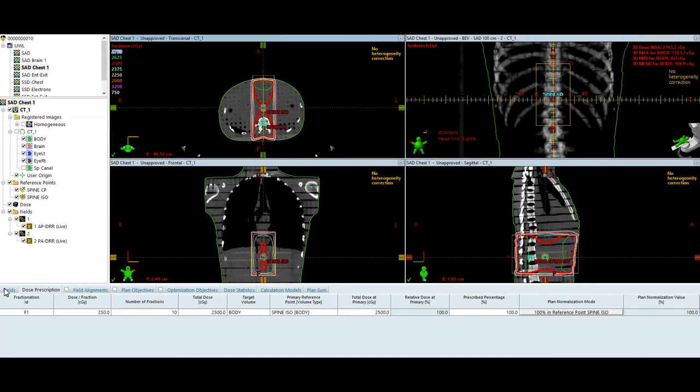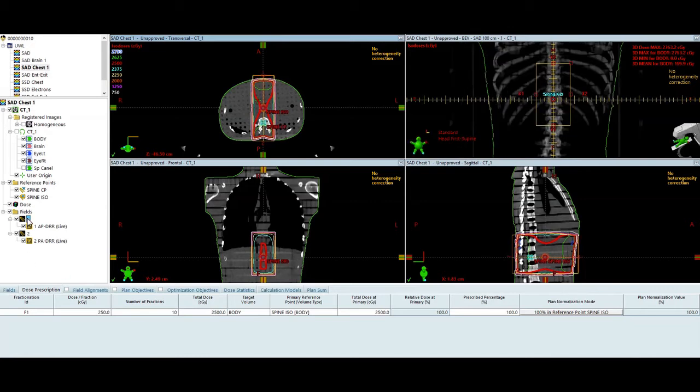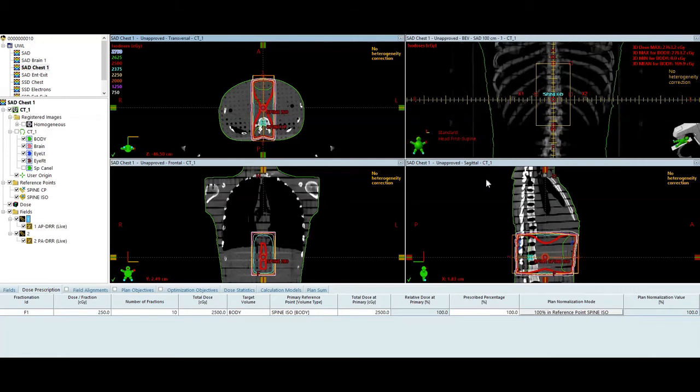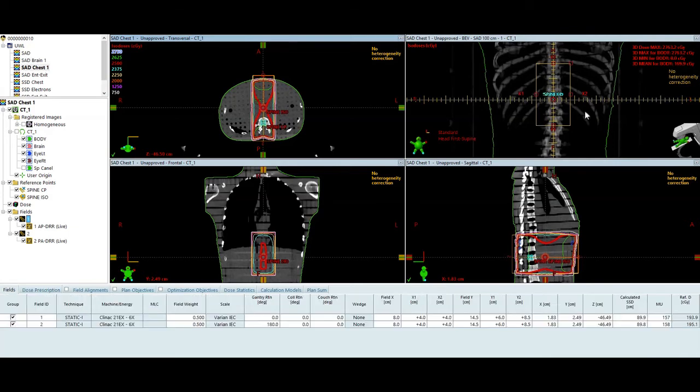nominal SSD of 100. I have two fields here. Field 1 is from the AP, field 2 is from the PA. I don't have any MLCs, but I do have asymmetric jaws. Basically what I've given myself is a 2 centimeter margin around the vertebral bodies, and then from sup and inf I've just tried to include a number of vertebral bodies. I'm calculated at a water equivalent phantom as well, so no heterogeneity corrections in this example, which is fine.